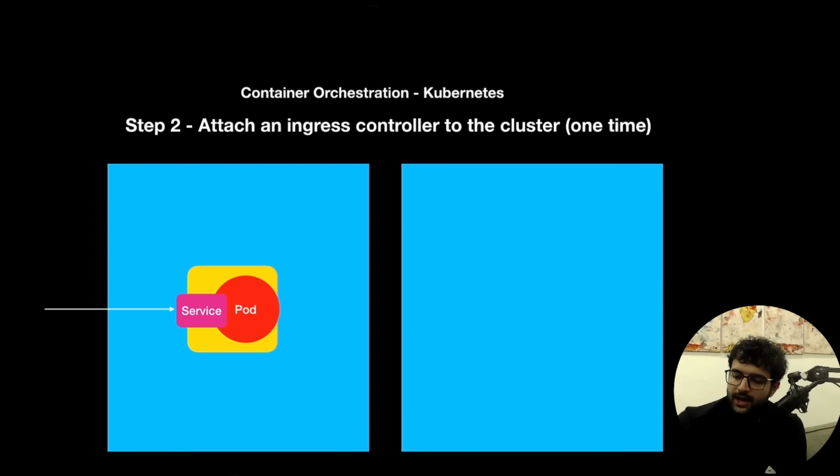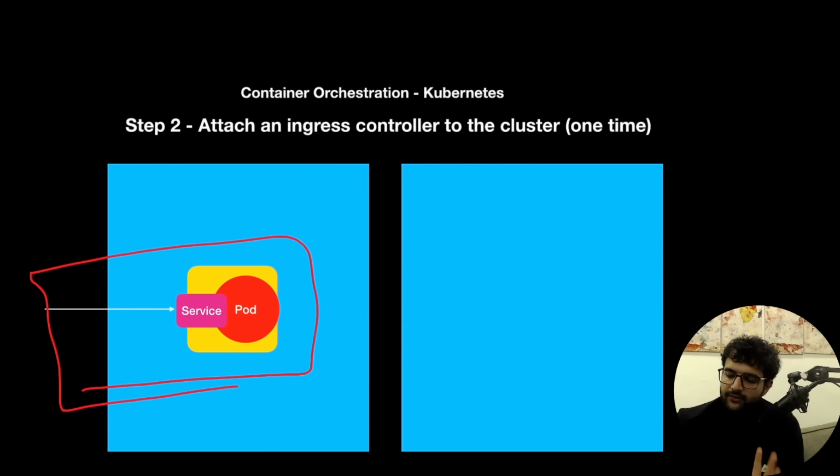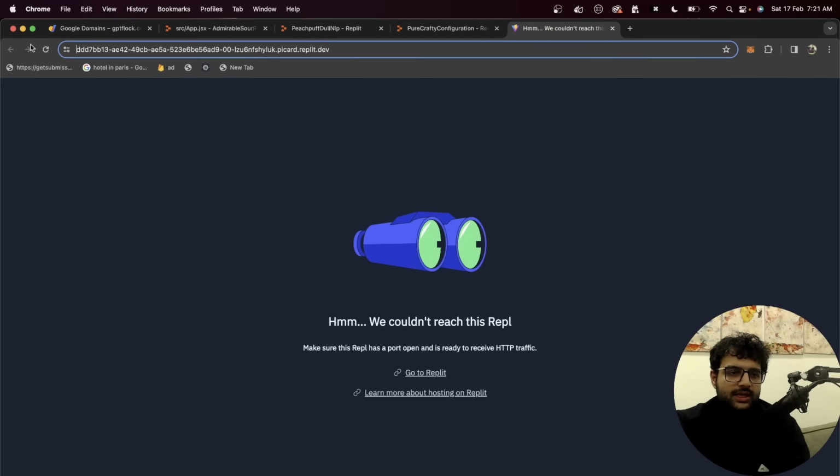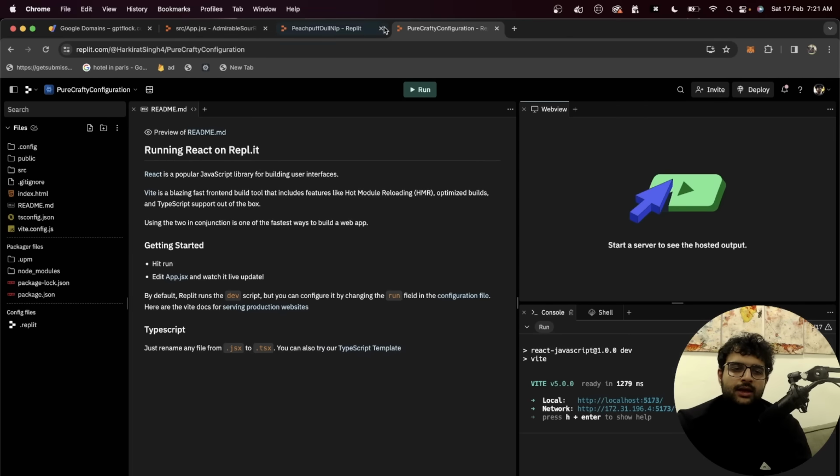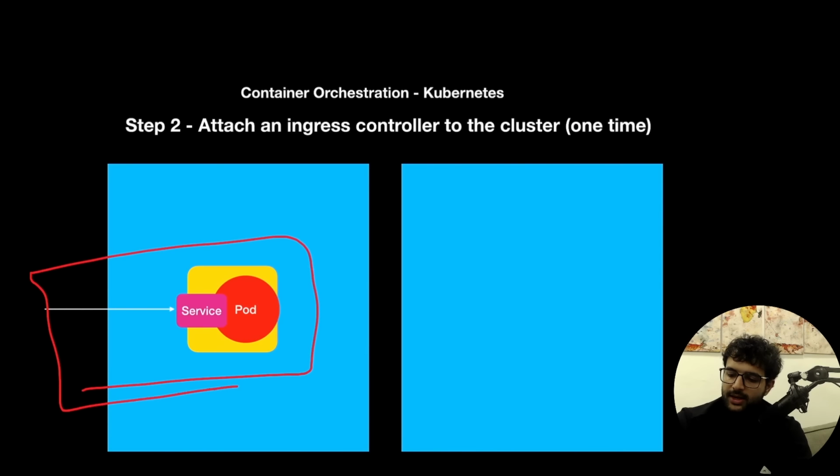Step 2, attach an ingress controller to the cluster just one time. This is a one-time effort. As people go to your website, you don't have to do this step again and again. But for once, you have to attach an ingress controller. You have to say, bhai, whenever the users come to the website and go to these weird URLs, that request will be handled by this ingress controller.